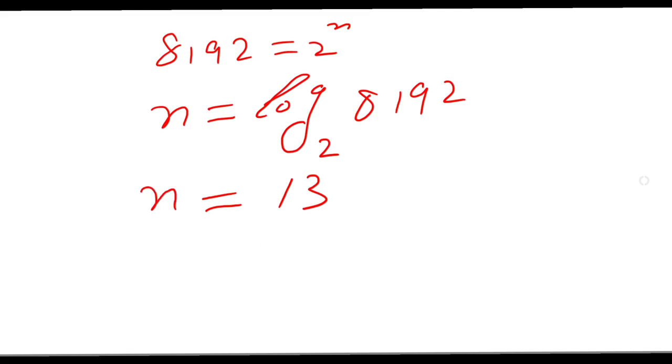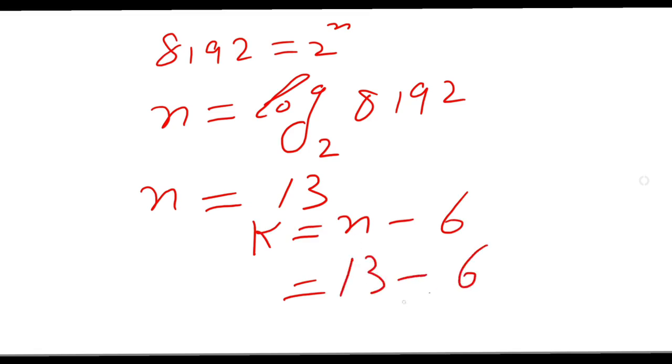Now we need to determine the number of additional terms to be added. Remember K is equal to n minus 6. So the total n we got, 13, minus this 6, the answer is 7. Which means the number of consecutive terms that must be added is 7. So this is my final answer.